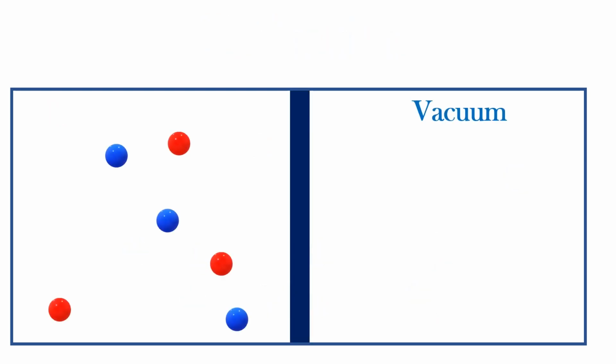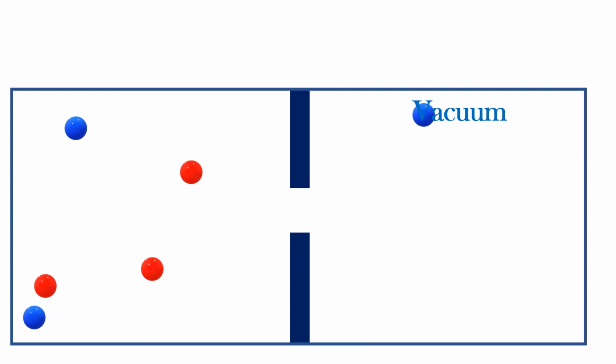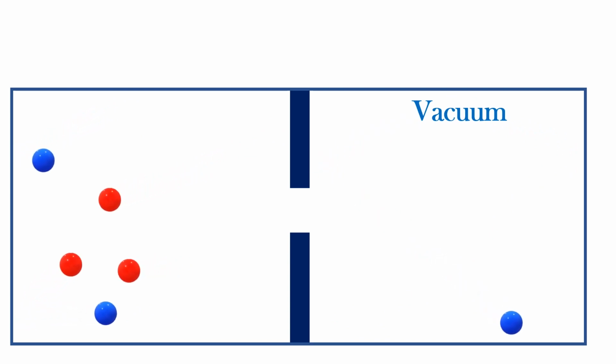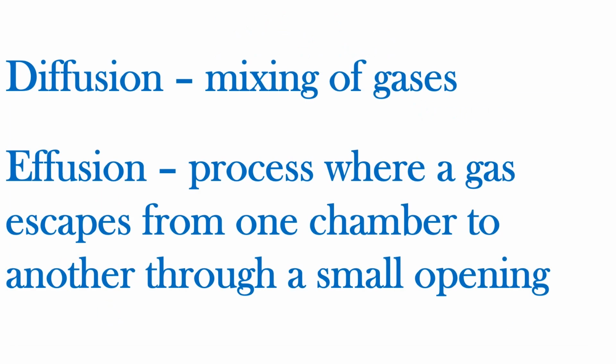Now imagine the container with a divider, but the gases are mixed in only one half of the container and the other half is a vacuum. If the barrier has a small slit, the gas particles will escape the chamber that they are in and go into the other chamber. This is called effusion. Diffusion is the mixing of gases, while effusion is the process where a gas escapes from one chamber to another through a small opening.